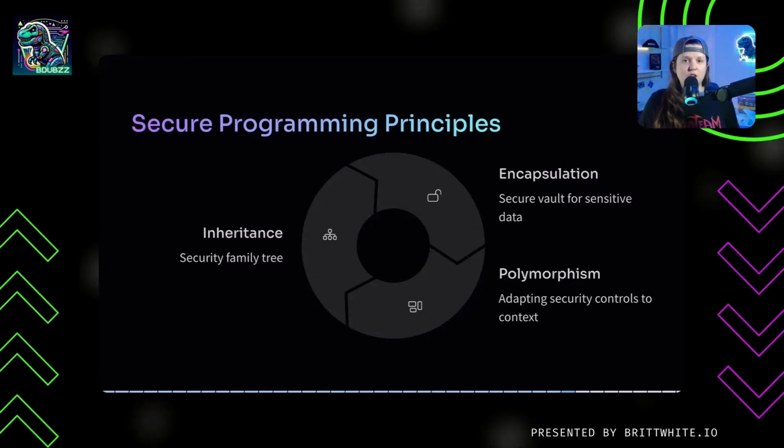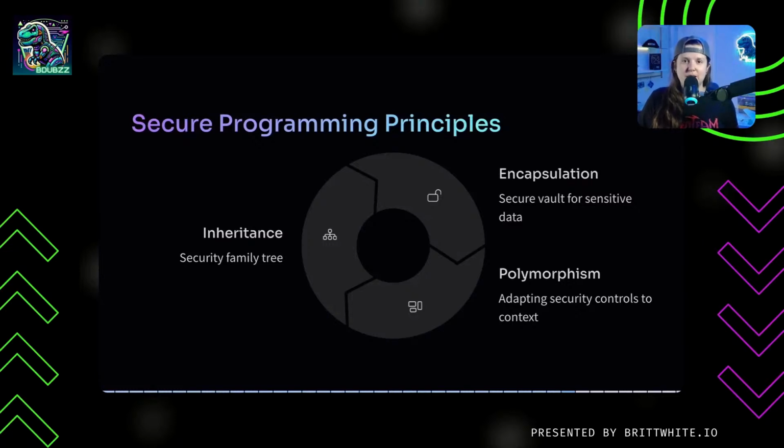Next is encapsulation, which acts as a secure vault in your code. It keeps sensitive data like encryption keys and access tokens locked away from direct outside access. Only authorized methods can interact with this protected data, which is important for maintaining confidentiality. Finally, there's polymorphism, where things get fascinating. It lets you adapt security controls based on context. It might have different validation rules for different input types. One set for email addresses, another for passwords, and another for API tokens. Your code can handle all these cases elegantly while maintaining strict security standards.